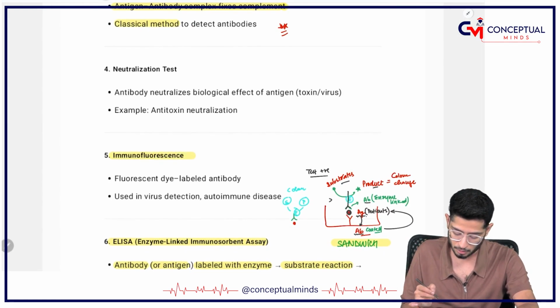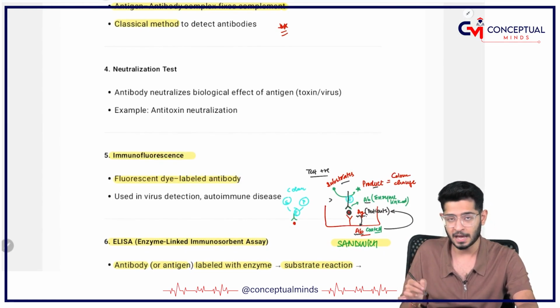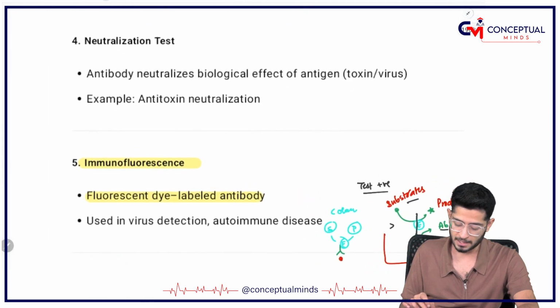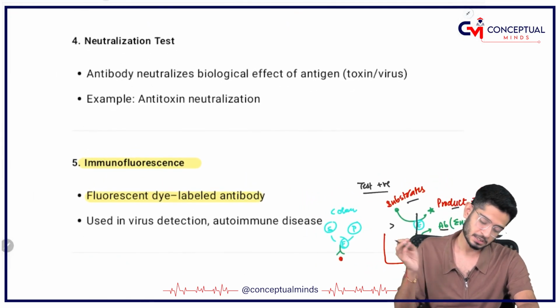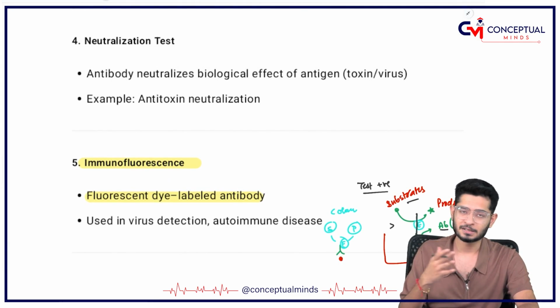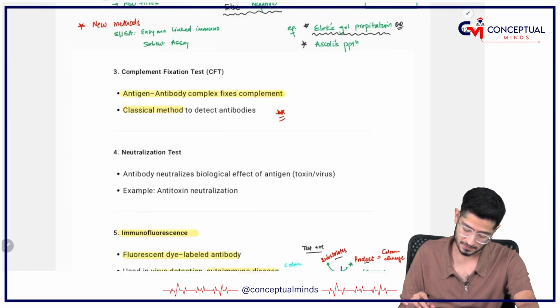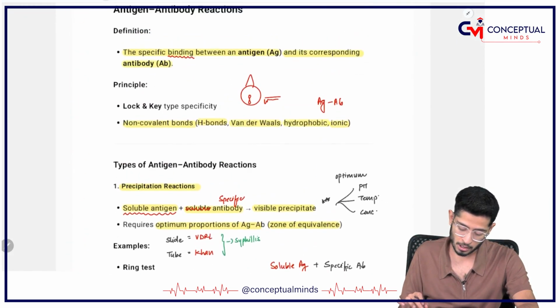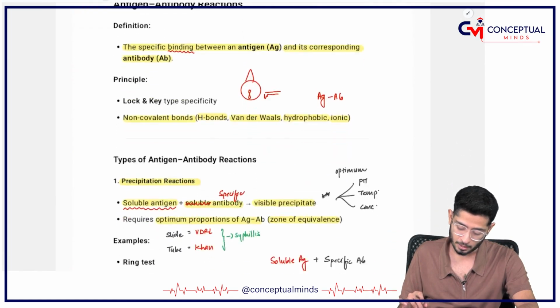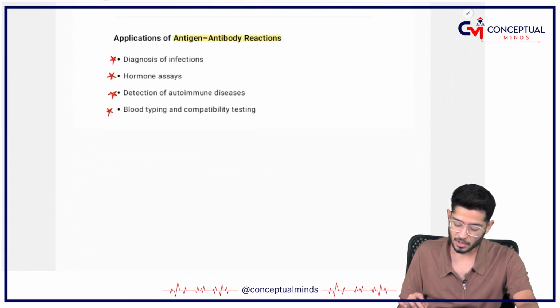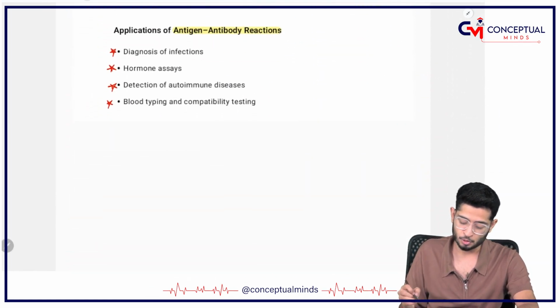We, I think, missed the immunofluorescence, where a fluorescent dye is going to be there for the antibody, and it is going to show its fluorescence when it comes in contact with the specific antigen, which is used in virus detection and autoimmune diseases, right? So these are all about the antigen antibody reaction and ELISA. So yes, thank you so much.